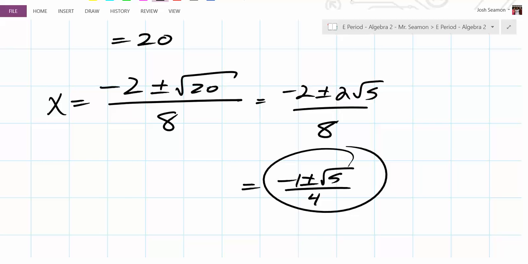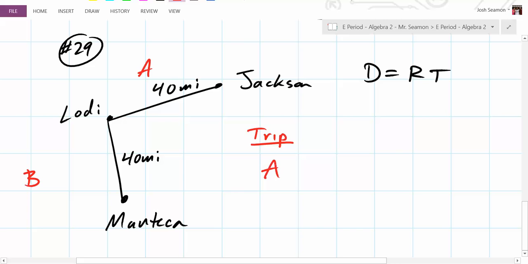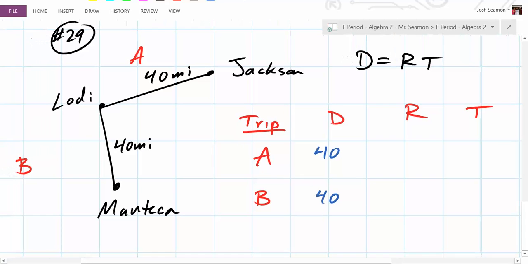Nice. Okay, make a chart. So we have trip A, and we have trip B, and we have distance, rate, and time. What's the distance for both trips? 40 miles. Exactly. What's the rate for the first trip? At the moment, do we know what the rate is for the first trip A?